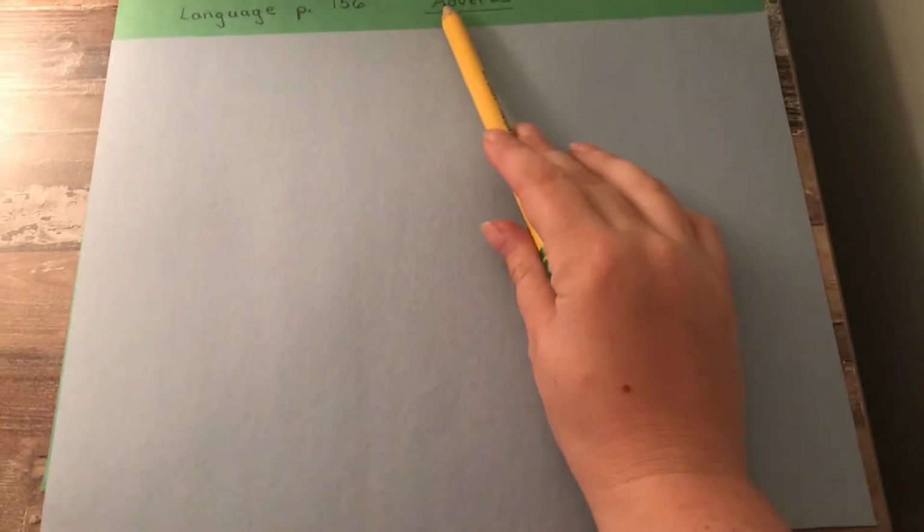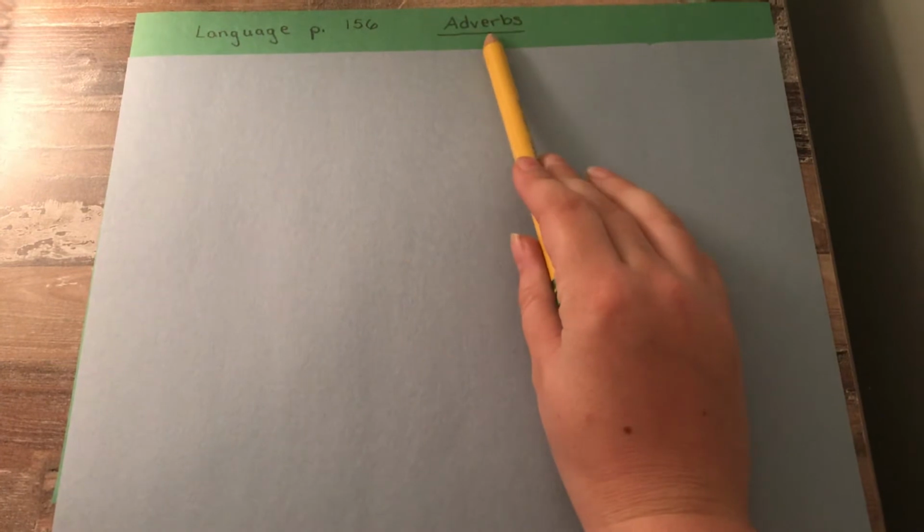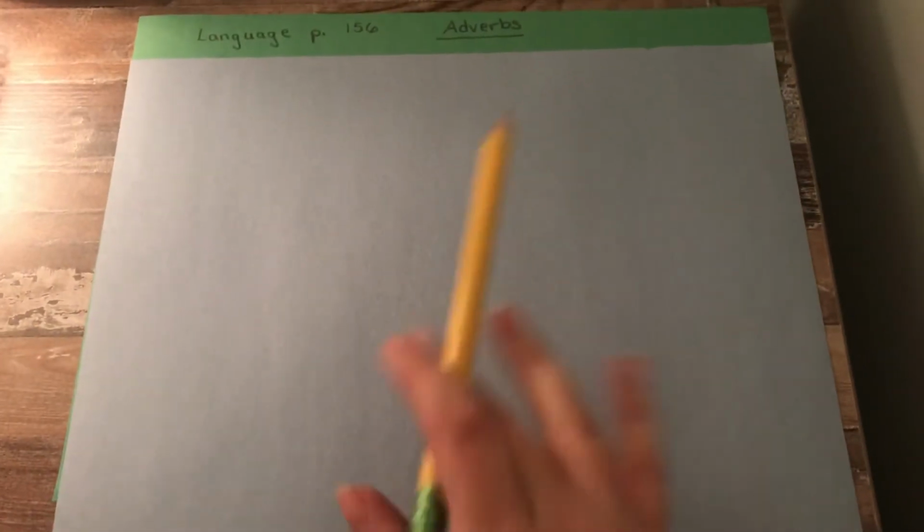Okay, welcome back, guys. So today is for Friday's lesson, language page 156, talking about adverbs. So adjectives are words that describe a noun. Adverbs are words that describe verbs. Okay, easy way to remember the difference is adverbs has the word verb inside of it. So we know we're describing verbs.